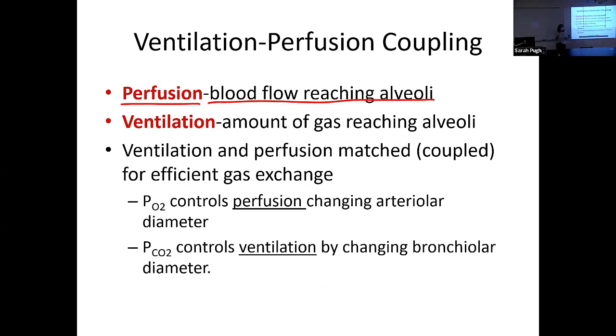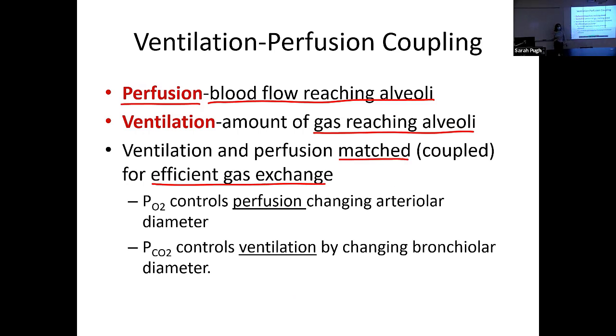Ventilation, if you hear the word ventilation, I always think of breathing, right? Ventilation, a ventilator. It's breathing, it's gas. So ventilation is the amount of gas reaching the alveoli. So when we say that we have to couple these two, what we mean is you have to be able to couple blood flow going to the alveoli as well as gas exchange within the alveoli. They have to be matched for efficient gas exchange.